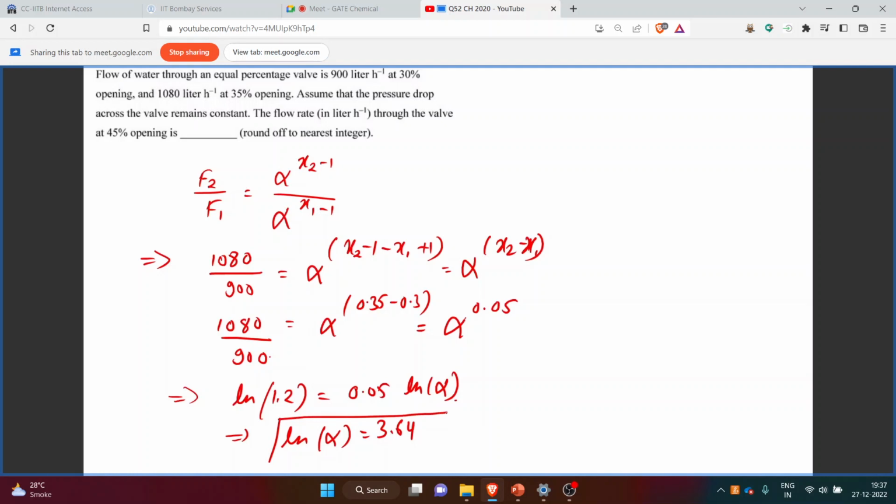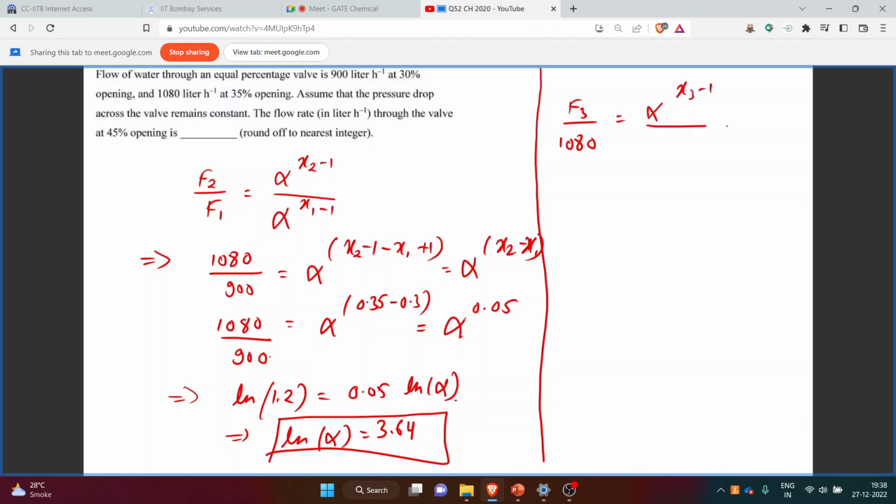So we will be using this value for our next case, in which we have been asked to find the flow rate at this 45% opening. So F3 is unknown. Let's take this F2. So F2 is 1080, which is equal to alpha raised to x3 minus 1 upon alpha raised to x2 minus 1. That can be written as alpha raised to x3 minus 1 minus x2 plus 1.